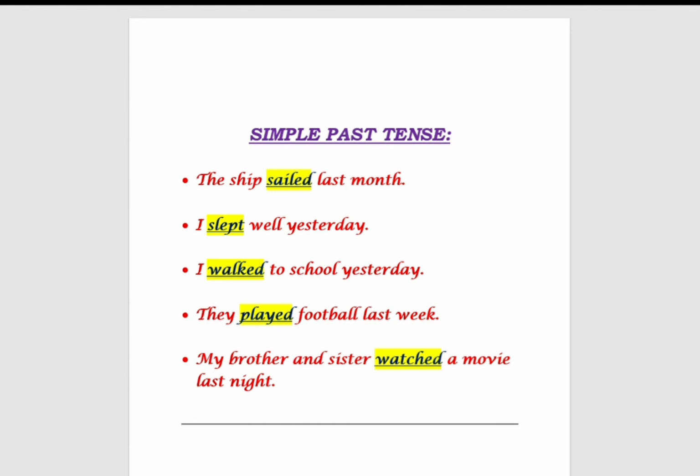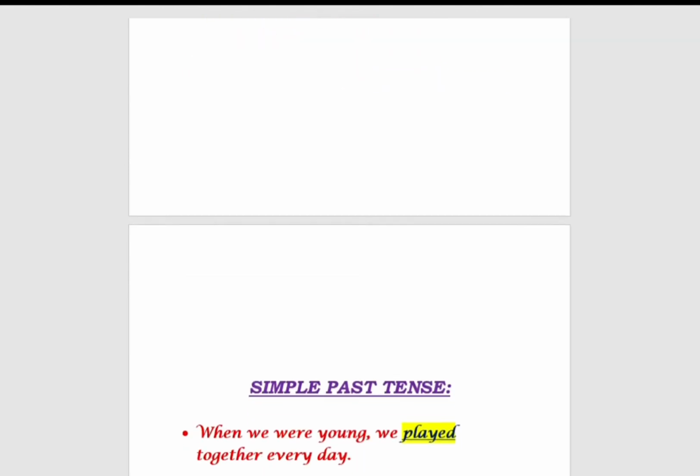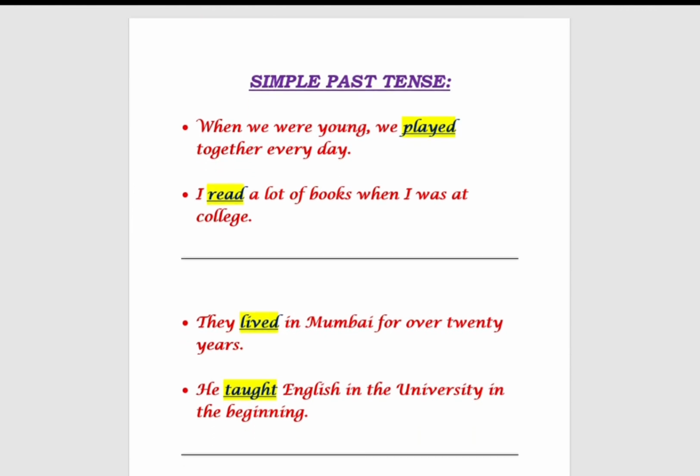So these are all showing actions. So when they ask when did it happen, the answers are last month, yesterday, last week, last night, all this. Then we also use the simple past tense to indicate that an action happened repeatedly in the past. Here, when we were young, we played together every day. Then I read a lot of books when I was at college. So this was the repeated action.